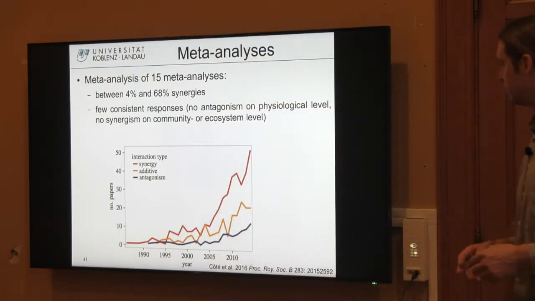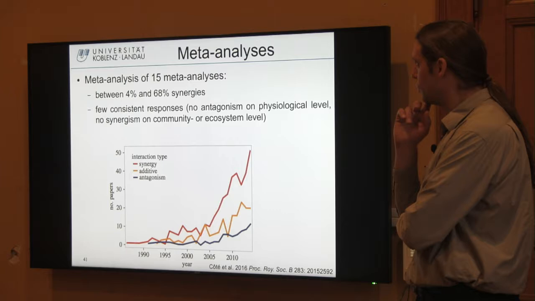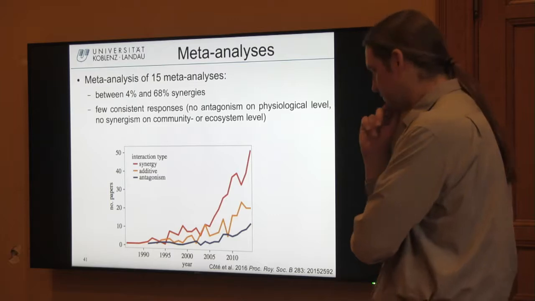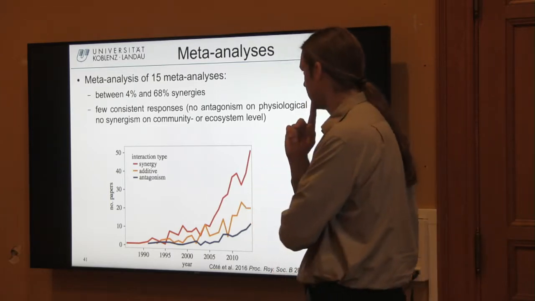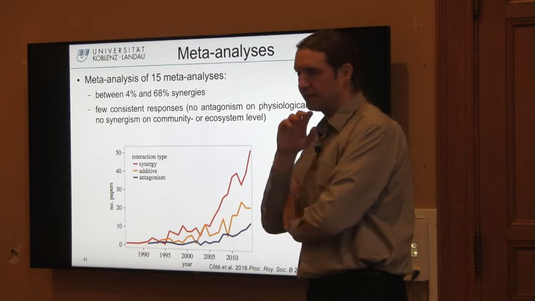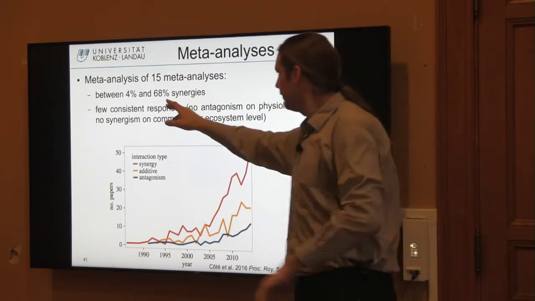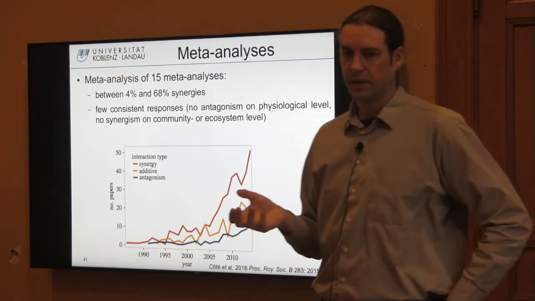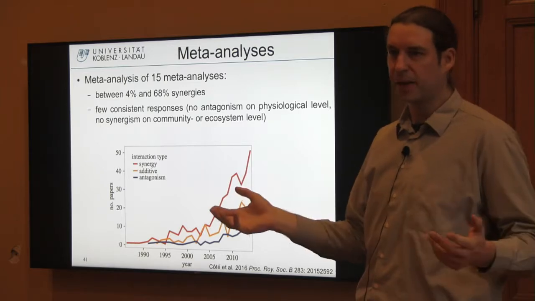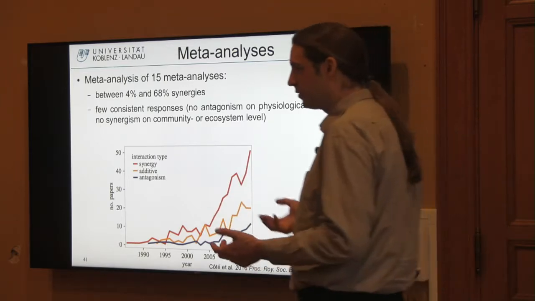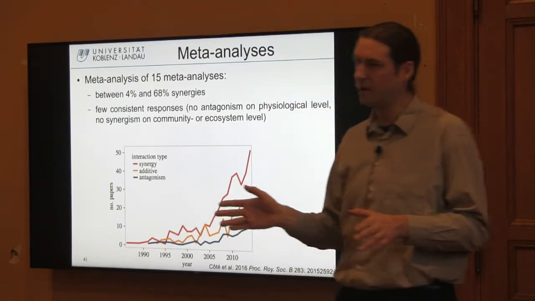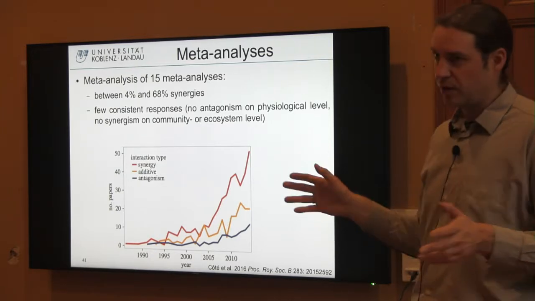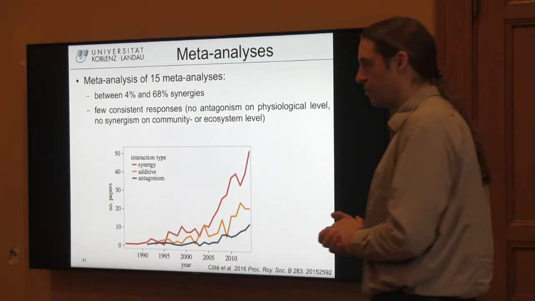Well, this meta-analysis I showed you before of Côté also showed that the picture is very confusing. In these individual meta-analyses, with all kinds of different stressors, they found between 4% and 70% synergies. Again, if you want to predict something, do we have a big problem? If it's just 4% synergy, you would say, well, we are reasonably fine with our additivity prediction, and if we have 70%, we're definitely not doing very well.